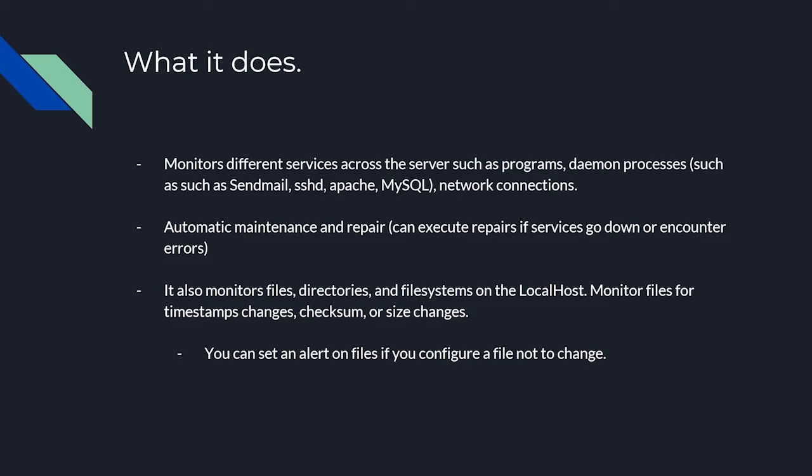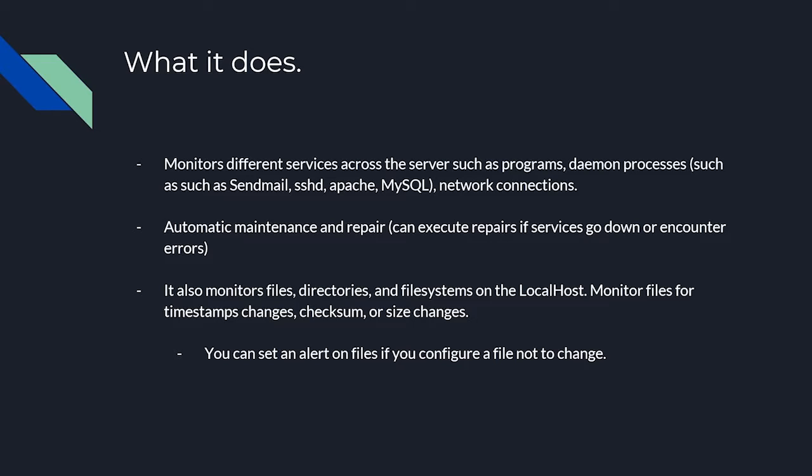So Monit monitors different services across the servers, such as programs and daemon processes, like SendMail, SSHD, Apache, stuff like that. And it can also monitor network connections. It does automatic maintenance and repair. So if a service goes down or goes into an error-like state or encounters an error in general, you can make it restart a service or attempt a repair on the service, or you can just have it notify you that the service went down and to come have a look at it.